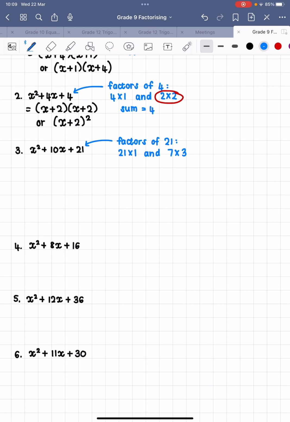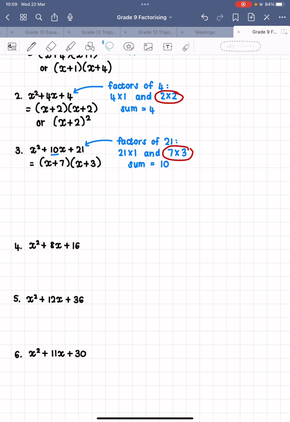What is the coefficient of my middle term? 10. So now the sum of the factors that we choose needs to be 10. So am I going to choose 21 and 1 or 7 and 3? 7 and 3, because 7 plus 3 is equal to 10. Okay, so in my brackets, I'm going to have x plus 7 and then an x plus 3. Or if you want, x plus 3, x plus 7. Okay, you can swap your brackets around.